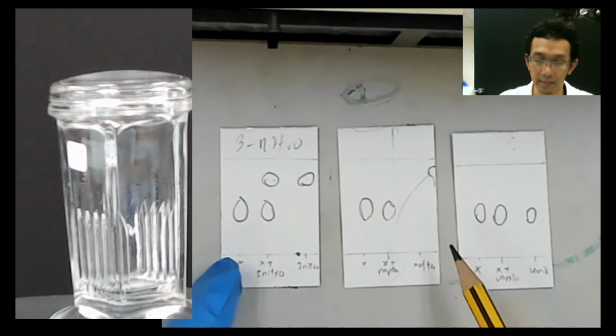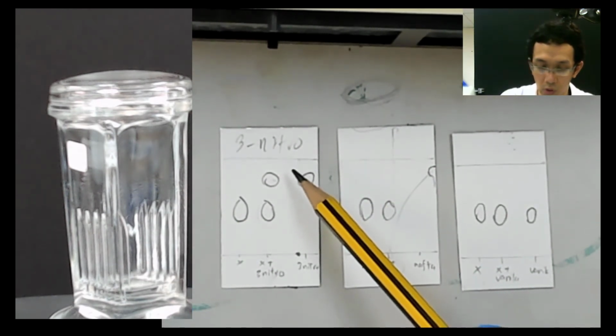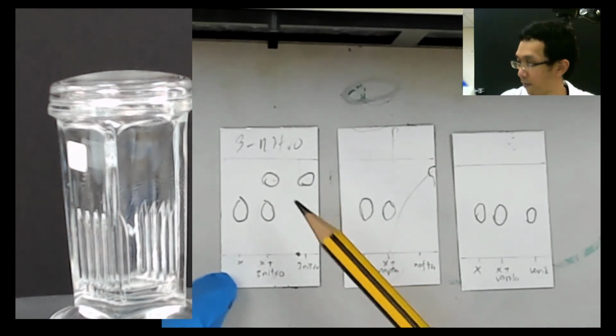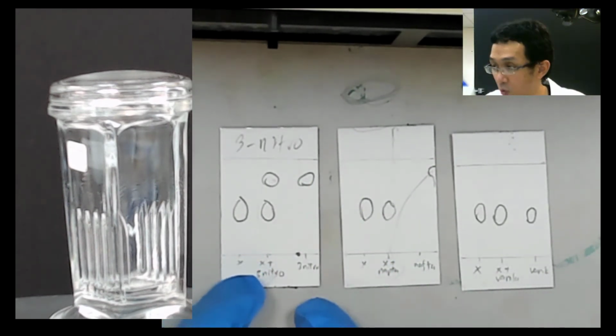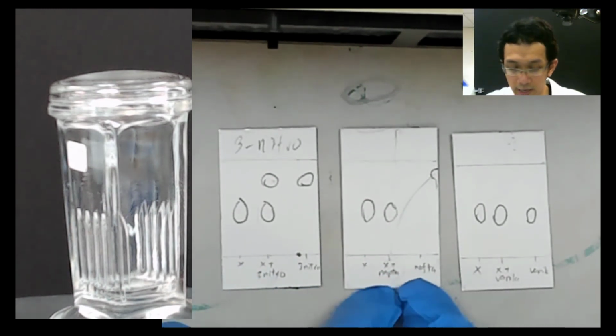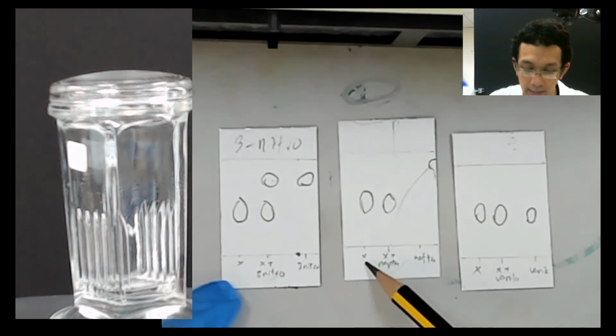So this is basically the X. So this is 3-nitro whatever. This is M-nitroacetophenone. This is naphthalene, and this is vanilla. There are X here, there are X here, there are X here.